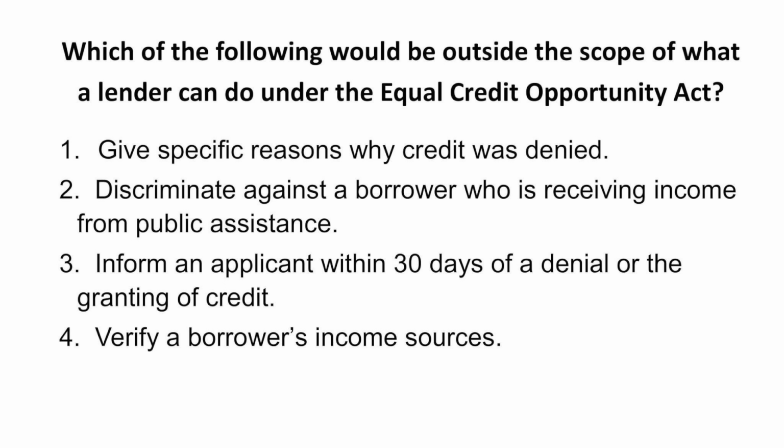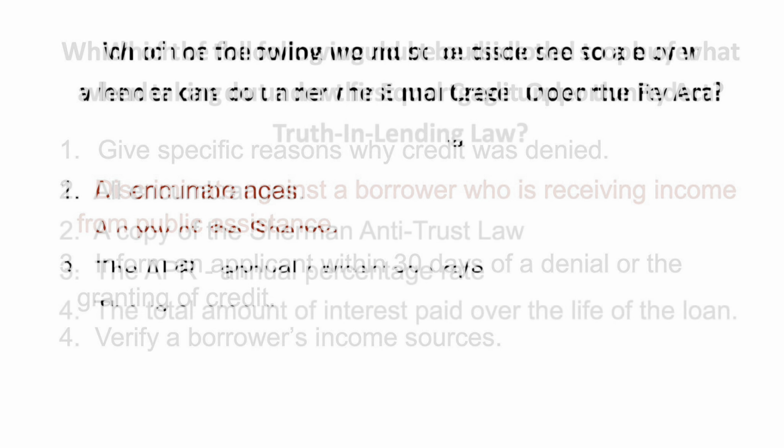So you probably remember just from a moment ago, we did talk about number 2, and that's your answer. Which of the following would be outside the scope of what a lender can do under the ECOA? They cannot discriminate against a borrower who is receiving income from public assistance. They cannot do that. So they can do the other 3. So that would be a good one to screenshot. They can do number 1, 3, and 4. And that's a great test question, by the way. That would be something to screenshot, kind of review that one.